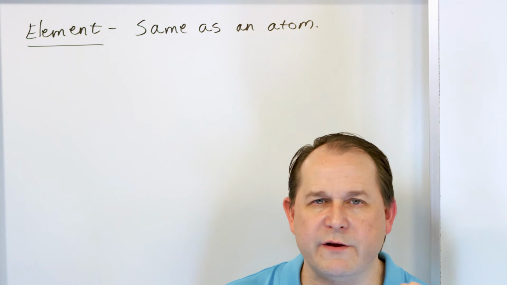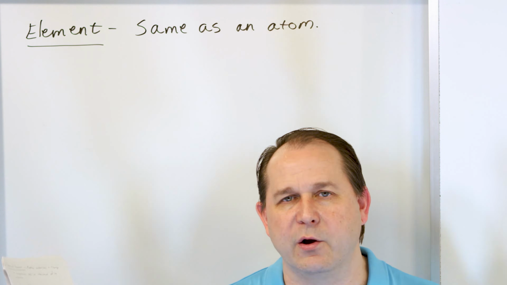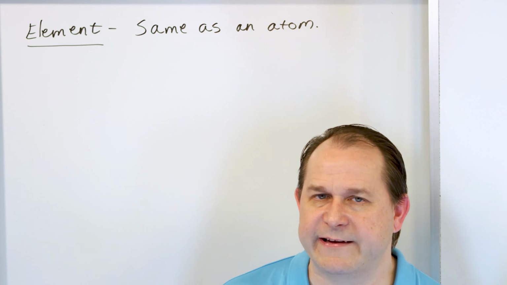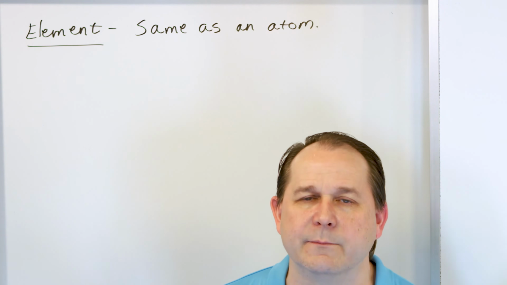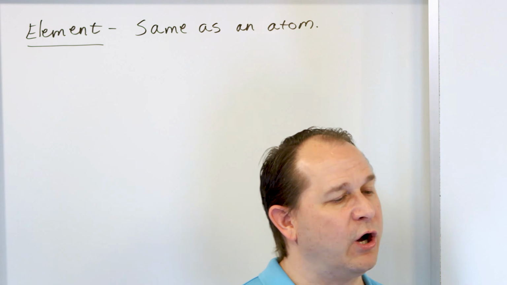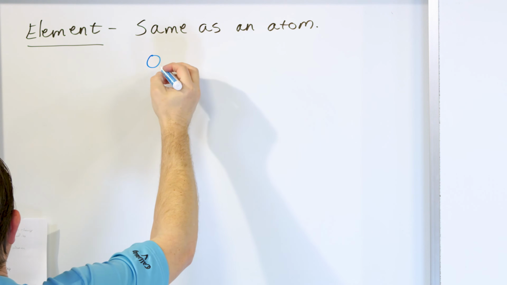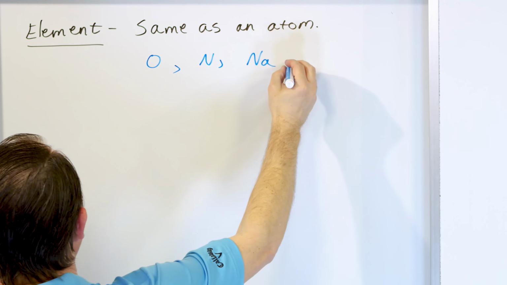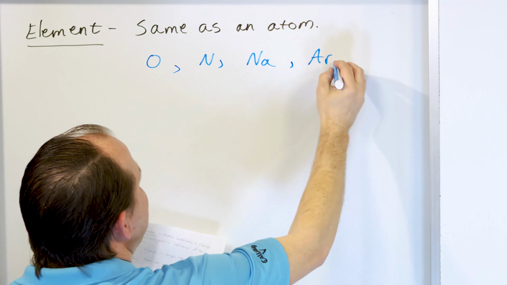For our point of view, I'm not saying there couldn't be some other situation down the road where you might have something different going on, but for us, if I say, here is an element of the periodic table, in your mind, you want to say, well, that's just a different kind of atom. That's a unique atom that we have listed on this thing called the periodic table. Common elements, you already know. We have oxygen, we have nitrogen, we have sodium, which goes into table salt, sodium chloride. We have argon, and we also have things like neon.